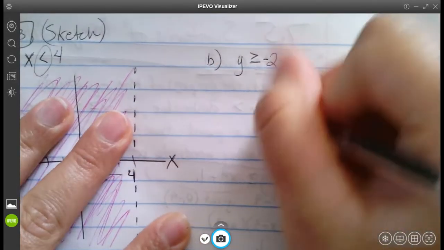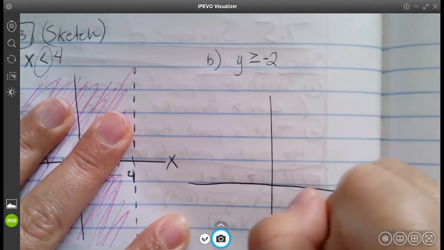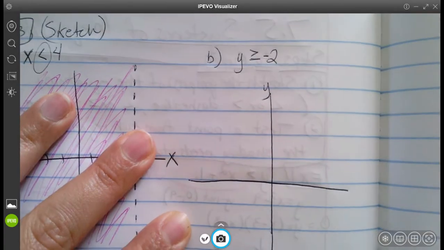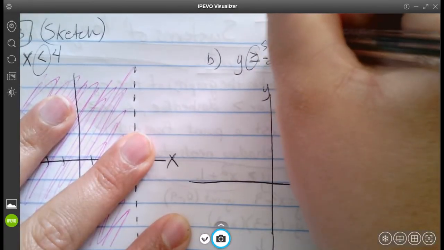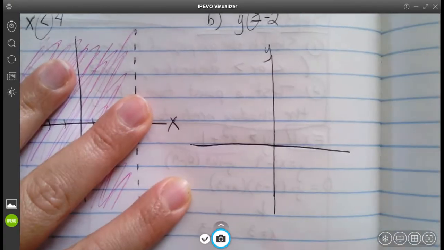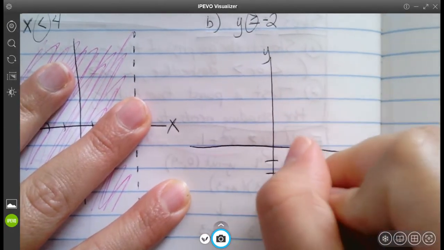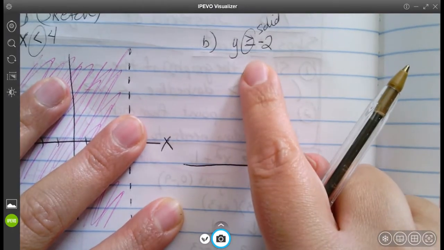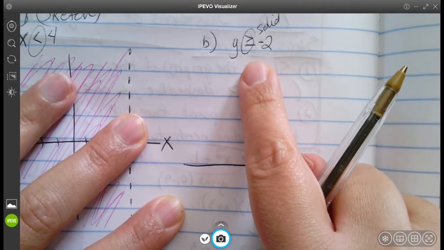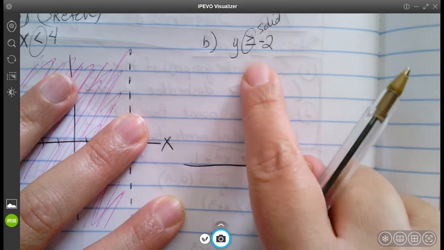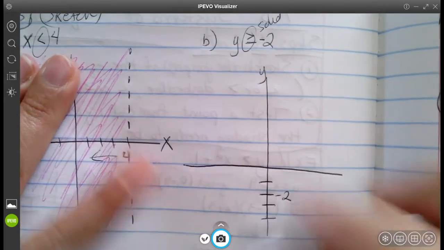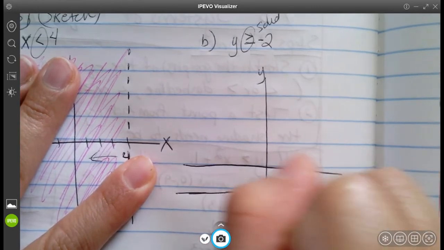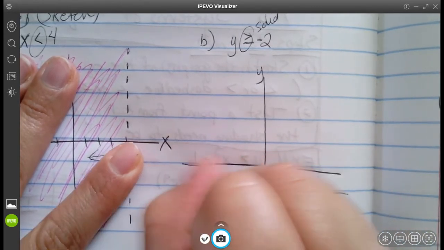Letter B, another graph. Now we're looking at our y. Okay, y is greater than or equal to, so that means it's going to be solid, at -2. So 1, 2, 3, 4. Just put it down here. So there's -2. This one doesn't have a slope. The slope is 0, right? So that means that this one would be across, like so. So I'm just going to put a solid line, pretend that went through -2, like so.